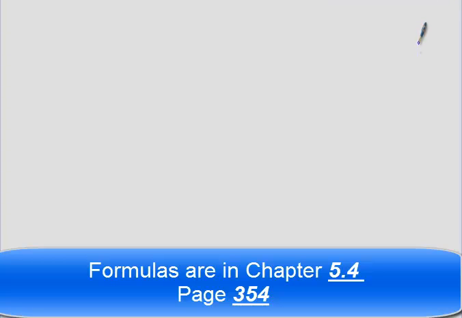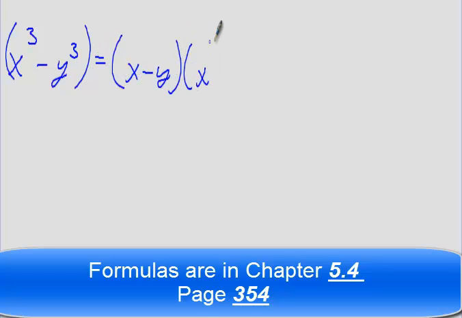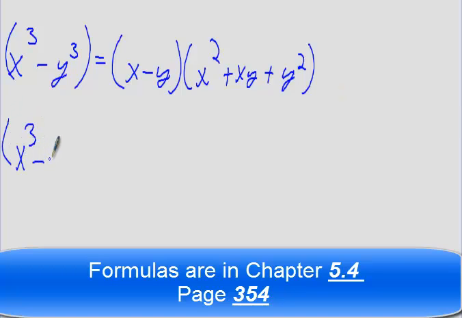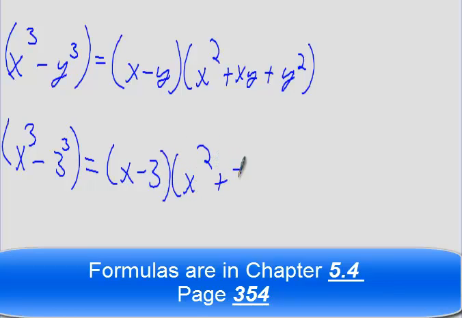And the rule says if you have x cubed minus, we'll call it y cubed, okay? This becomes x minus y times x squared plus xy plus y squared. All right, that's what the formula says. So for us, this is x cubed minus 3 cubed, right? So this is the same thing as x minus 3 times x squared plus 3x plus 9, because 9 is 3 squared. Everybody okay with what I was doing? Yes, no? Do you guys remember seeing that?